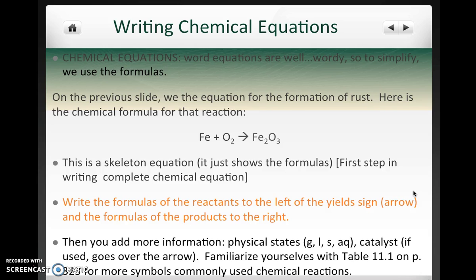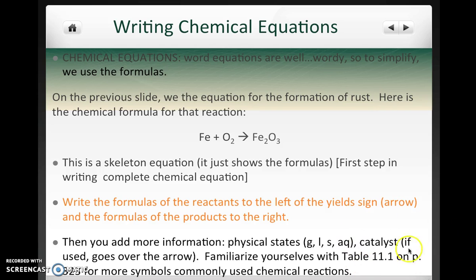There is a little bit more that you need to do. Once you have your skeleton equation, then you add the physical states. Is iron a gas, a liquid, a solid, or an aqueous solution? An aqueous solution means that something is in a liquid solution. So when you have salt and water, salt would be an aqueous solution.